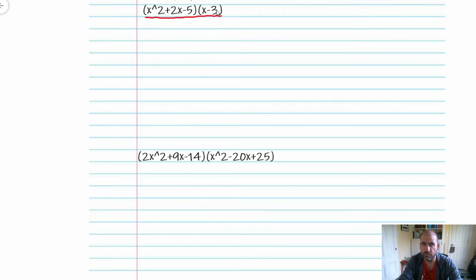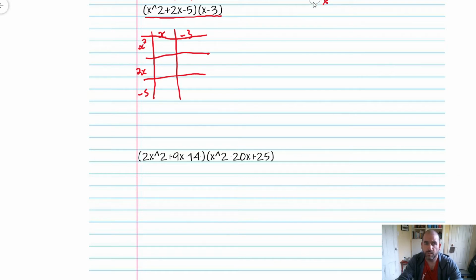So when we do this multiplication, if we use an area model, it's going to look something like this. You're going to have an x and a -3, and then you're going to have an x squared, a 2x, and a -5. Okay, so we set this up. Basically we're going to do all the individual multiplications, and then we're going to add them up. So x squared times x. Well, think about what x squared is. That's just x times x. And then another one is just x cubed, okay?